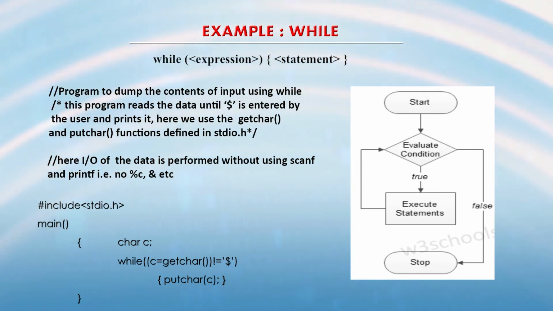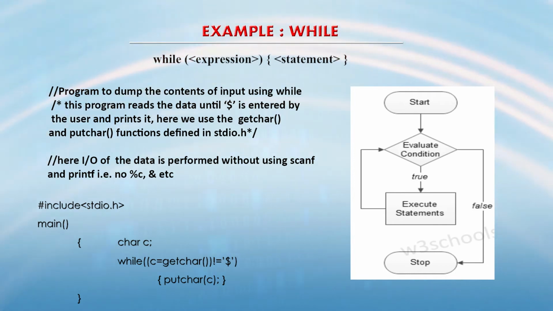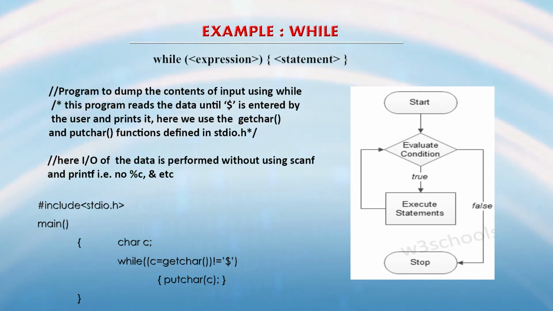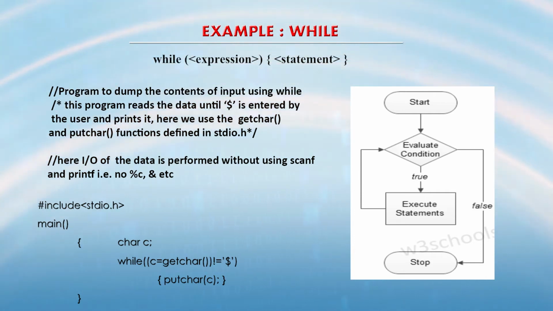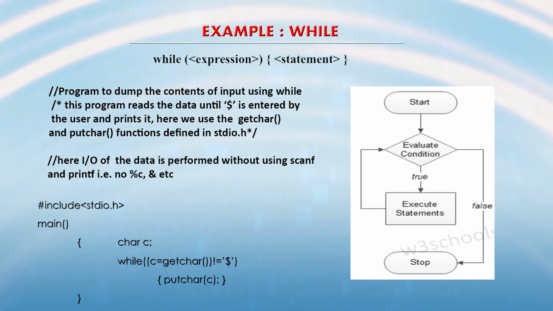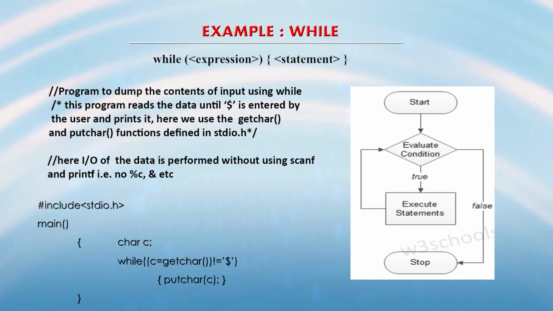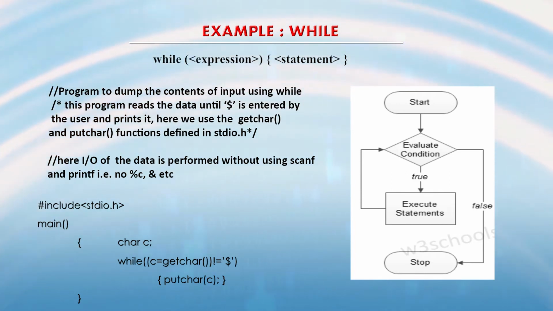Here we use the getchar and putchar functions defined in stdio.h. So here the IO, that is the input and output of the data, is performed without using the scanf and printf functions. That is, no usage of %c, etc. So the first line of the code goes like this: #include <stdio.h>. As usual, we have the preprocessor directives.